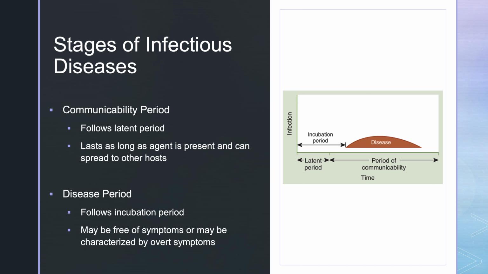Then we have the communicability period, which follows the latent period. Again, we're down here. And this period just lasts as long as that pathogen is present and can spread to other people. The disease period, right up here in red, follows the incubation period. And during this disease period, you might be clear of symptoms, free of symptoms, or there may be overt symptoms. So during this disease period, the disease is active, and depending on the pathogen itself, it depends on whether or not you are experiencing symptoms.